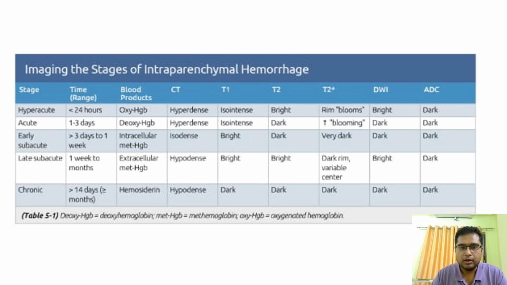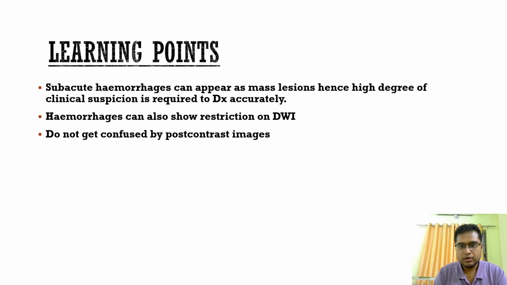and this table of Osborne will definitely help you to come to this particular diagnosis, where the late subacute hemorrhage typically is hypodense on CT scan and appears bright on T1, T2, and also on the DWI, and it definitely shows a dark rim, as was seen on the SWI images, with a variable center. So some of the practical important points that I gathered from this particular case were that subacute hemorrhages can appear and mimic mass lesions, and a high degree of clinical suspicion is hence required to diagnose it accurately.